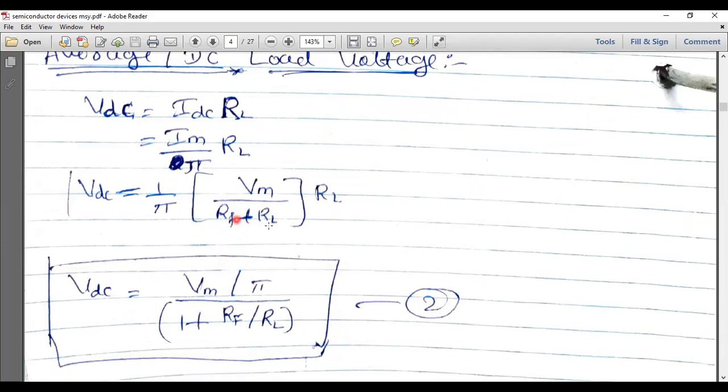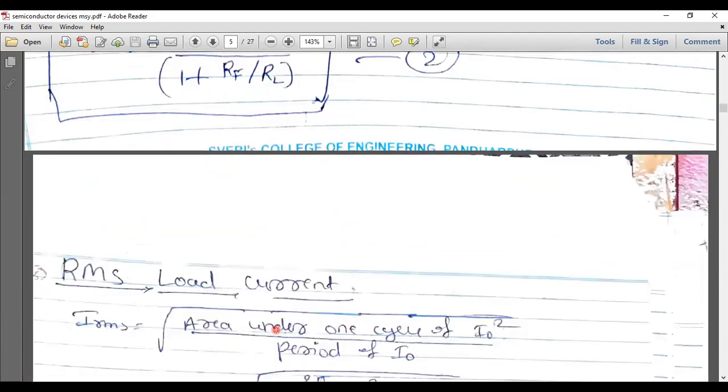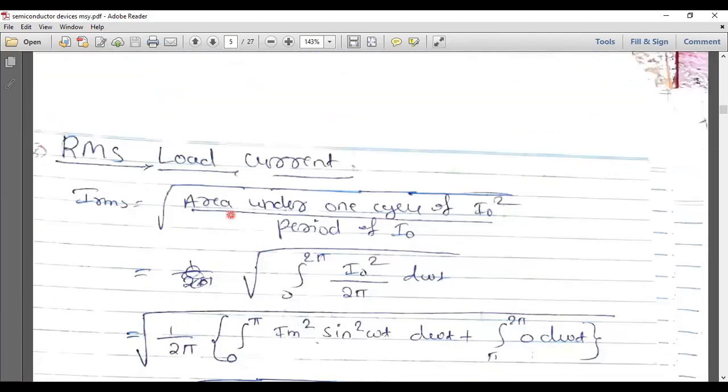So what will happen? RL divided by RL will give 1, plus Rf divided by RL. When I send it in here, Rf divided by RL plus RL divided by RL will become 1. Yes, sir. So 1 plus Rf divided by RL we have written like this here now. Vm by π and 1 plus Rf by RL. This is the voltage.